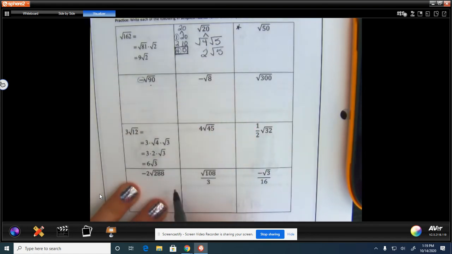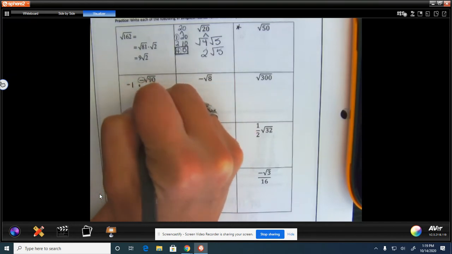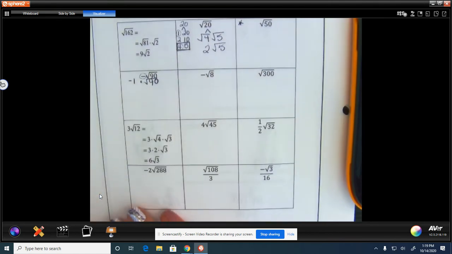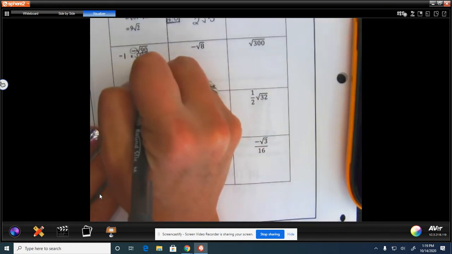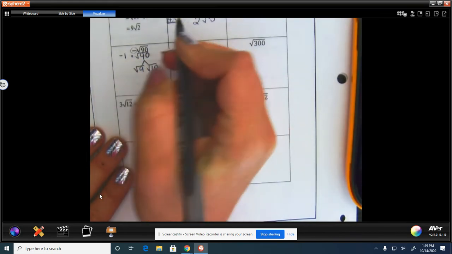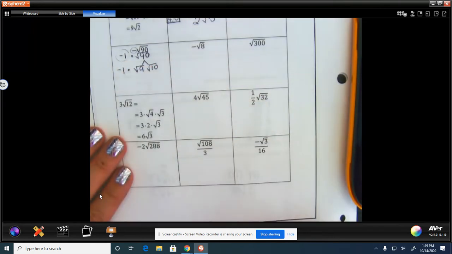Do not let this scare you. All this means is negative 1 times the square root of 90. So I'm going to go back for the sake of time because we've already done that example. And we used square root of 9, square root of 10. So I break this one into 2, square root of 9, square root of 10. And all I do with this negative 1 is keep bringing it down because we're going to multiply it at the end.